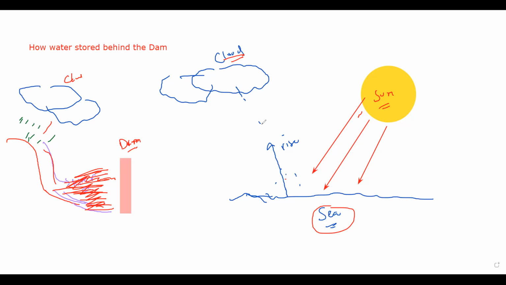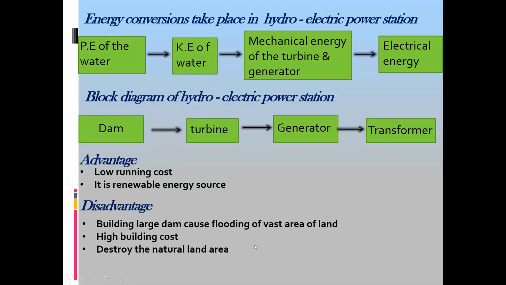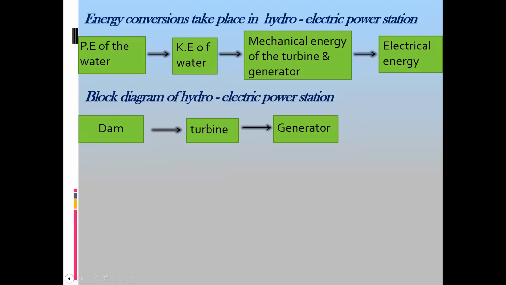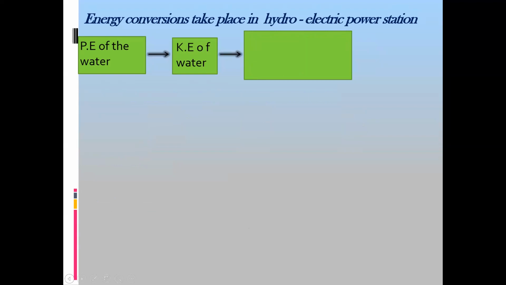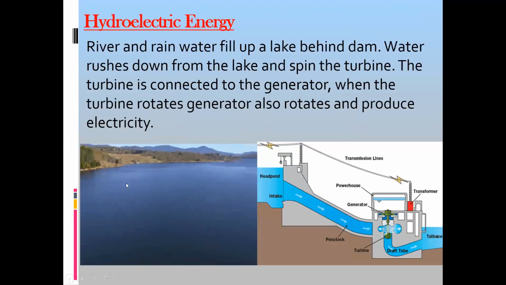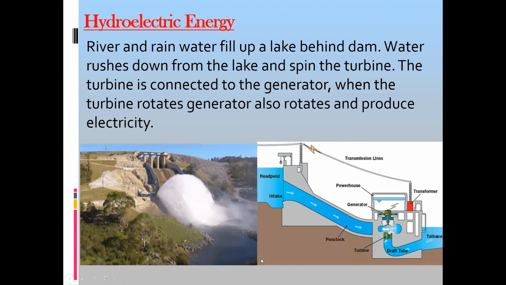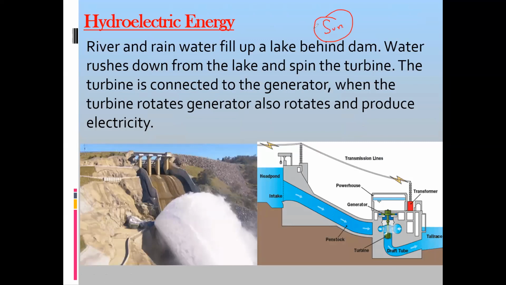So what is the source of hydroelectric power? The source of hydroelectric power is the sun. Because if we don't have the sun, the water will not rise. There will be no rivers or lakes. So the main source of this hydroelectric power station is the sun. So without the sun, we cannot have hydroelectric power stations.